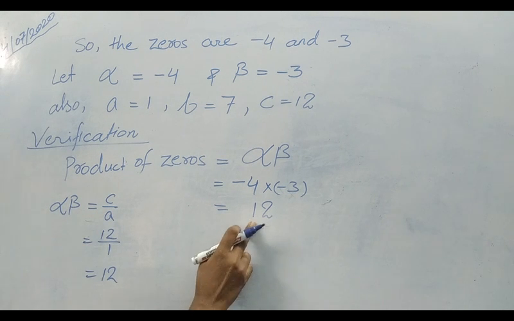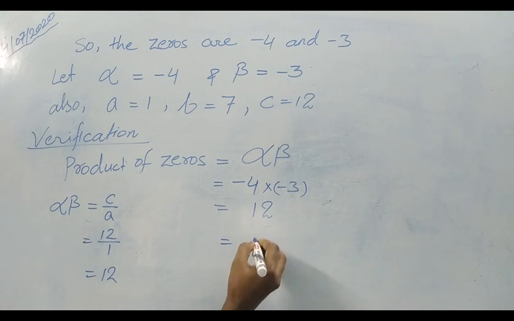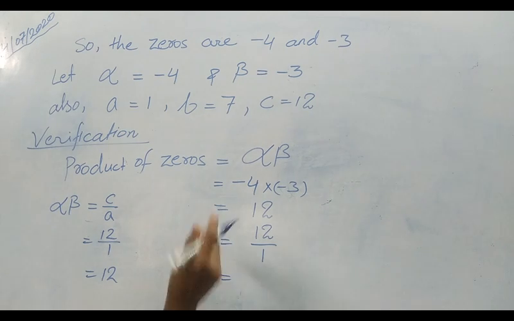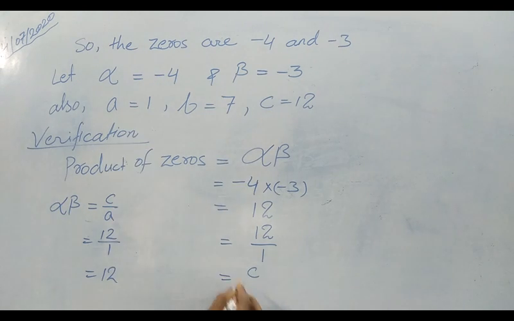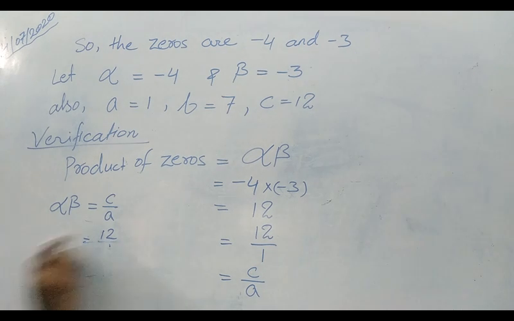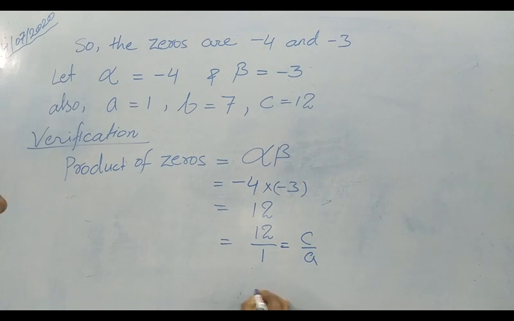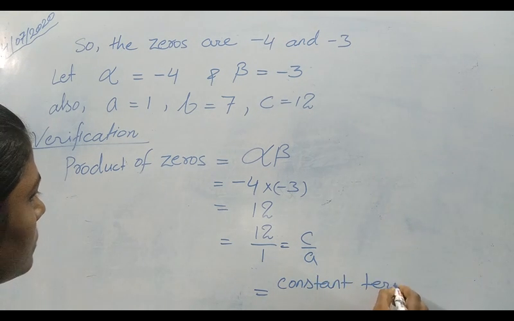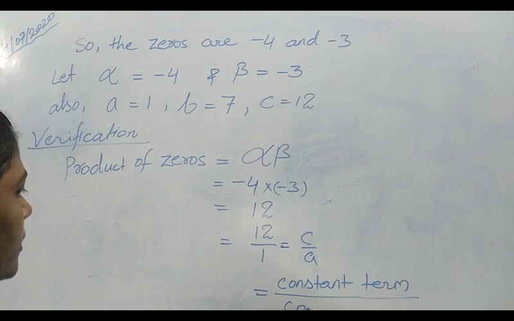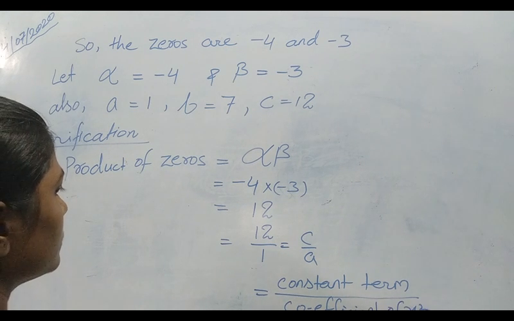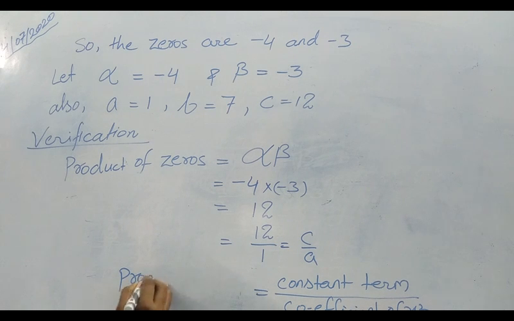So at first you have to arrange the term like this. 12 can be adjusted as 12 by 1. And this 12 can be written as c and 1 can be written as a. That means c is the constant term and a is the coefficient of x square. And here we have the product of zeros.